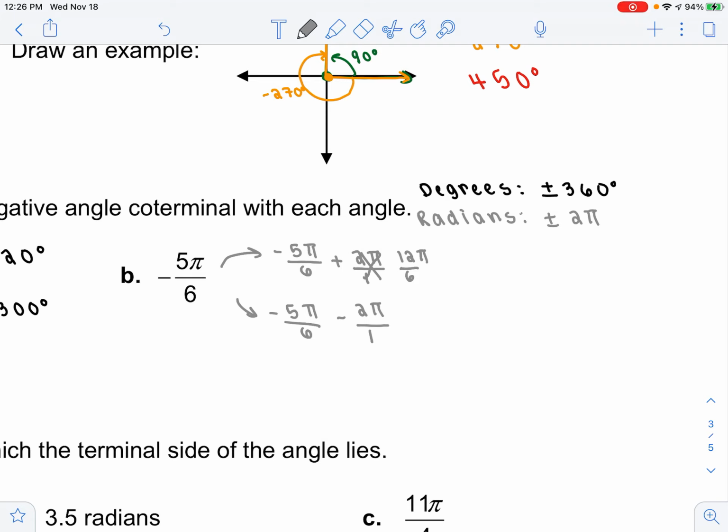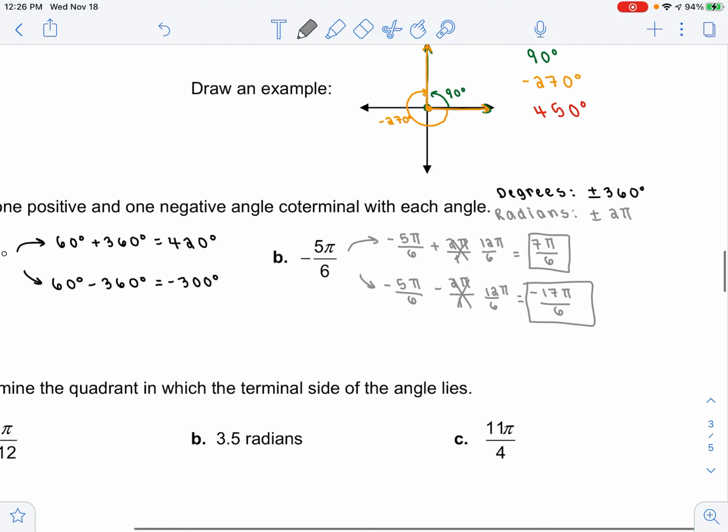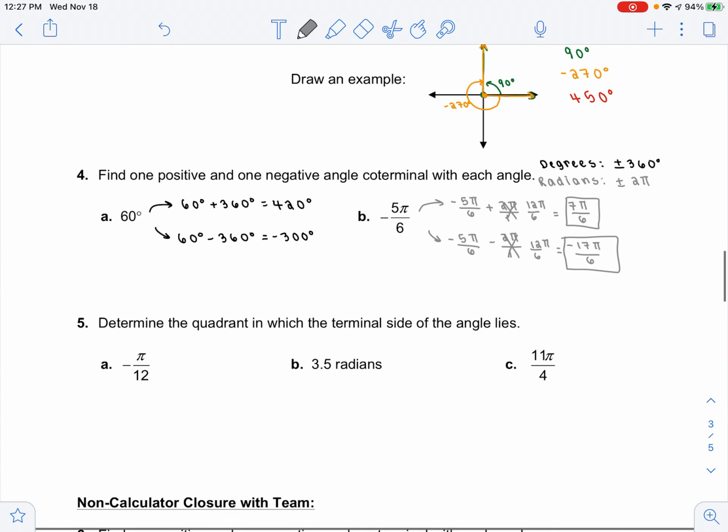And then note that that is equivalent to the 2 pi, because 12 pi over 6 divides out to 2 pi. And then we can add across and get that answer in radians. Same thing here. We would use that same measurement of 12 pi over 6 because it's the same denominator. And when we subtract, that would give us an angle in radians of negative 17 pi over 6 as our answer.